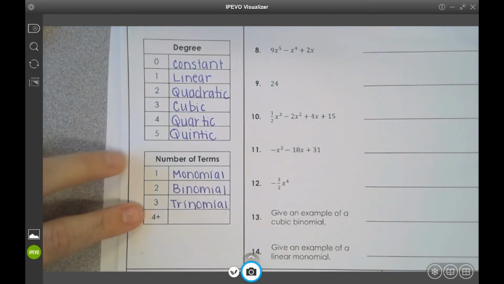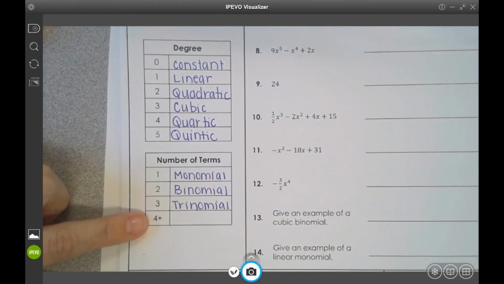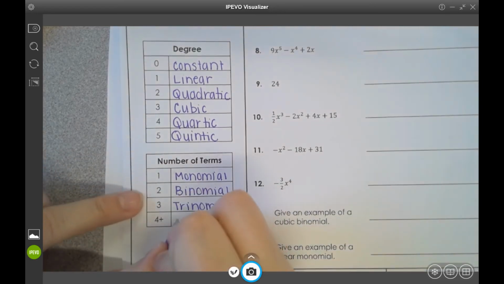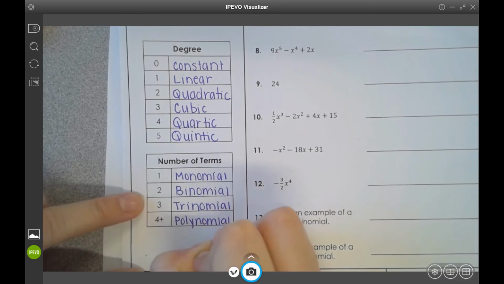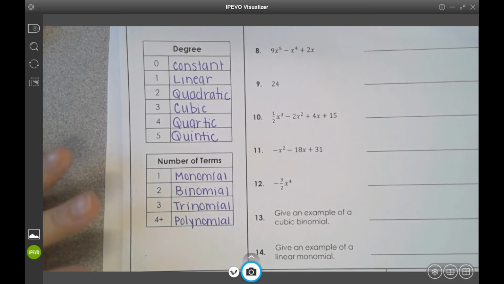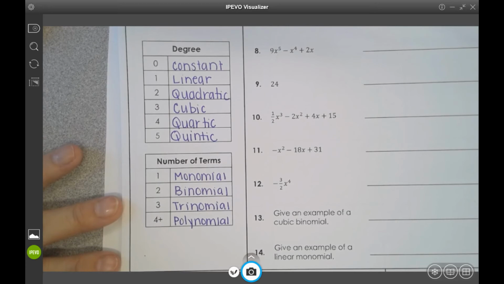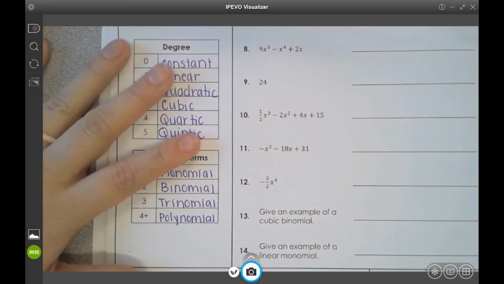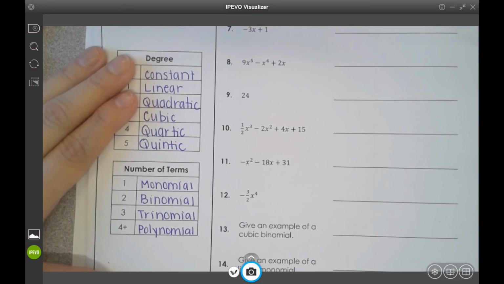Trinomial. Now after that, it probably has a name, but we will just, from 4 on, just call it a polynomial. Polynomial is just the generic term. They're all polynomials, but some of them have like extra special names. If you Googled it, I'm sure you would find some name for a 10-termed figure. 10 terms, but I don't even know those.